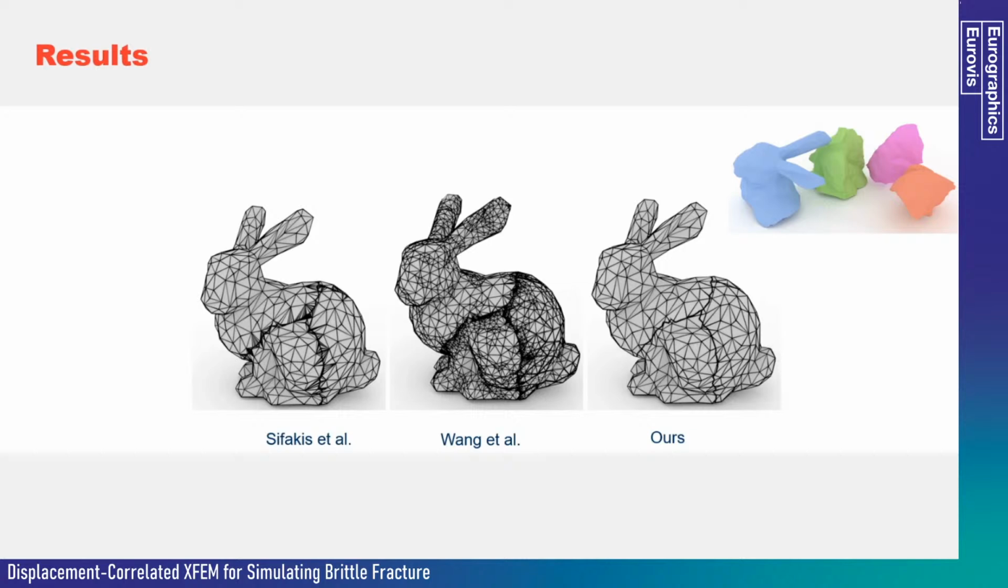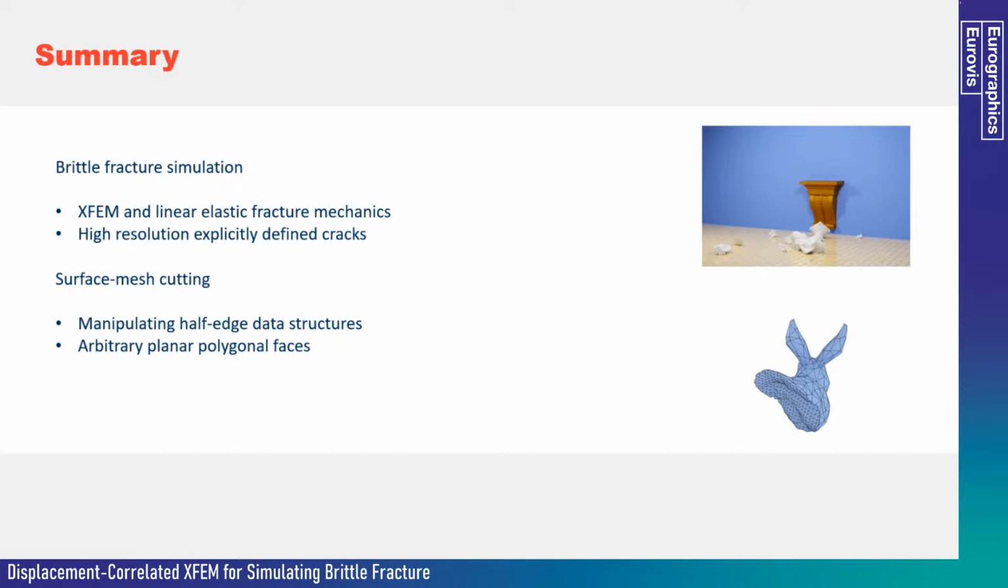In summary then, we propose a method for realistically simulating brittle fracture on a tetrahedral finite element discretization. The method is based on the extended finite element method, but maintains an explicit representation of the crack surface with a high-resolution mesh. Our simulation framework also includes a novel mesh cutting algorithm that operates on surface meshes with arbitrary planar polygons. This mesh cutting algorithm is used to partition meshes along the crack surface into pieces that can be subsequently tetrahedralized and simulated. It is also used during fracture simulation to split the cut tetrahedra into subdomains for enrichment.